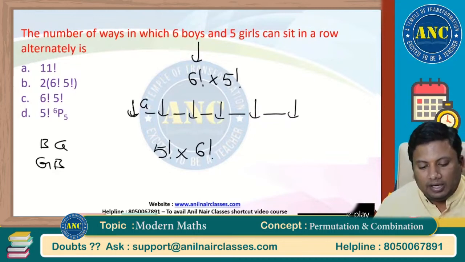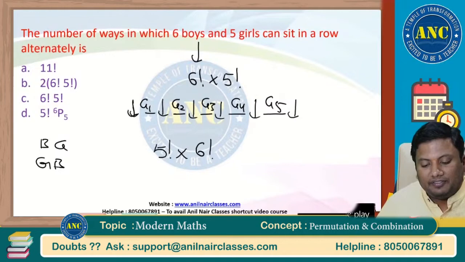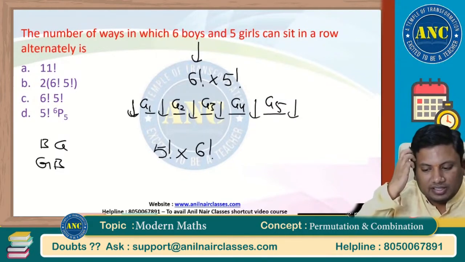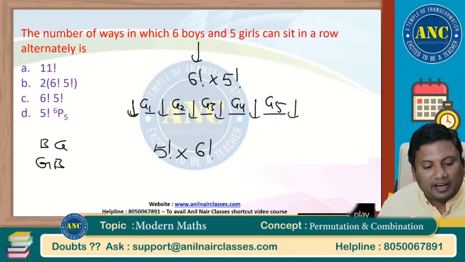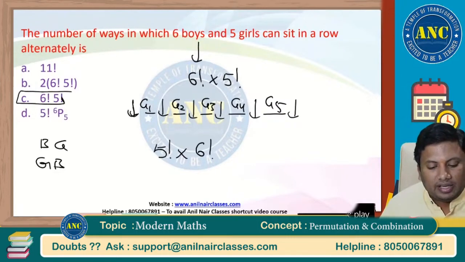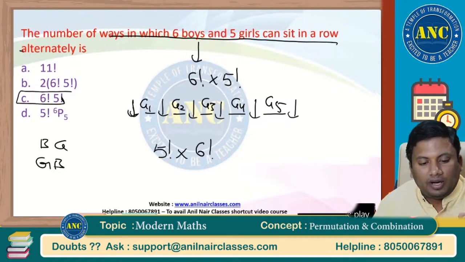These are nothing but girls, G1, G2, G3, G4, G5. So 5 girls can arrange among themselves in 5 factorial. Remaining 6 boys are there. They can arrange among themselves in 6 factorial. I hope it is clear. 5 factorial into 6 factorial. Boys and girls are sitting in a row alternatively, one after the other.